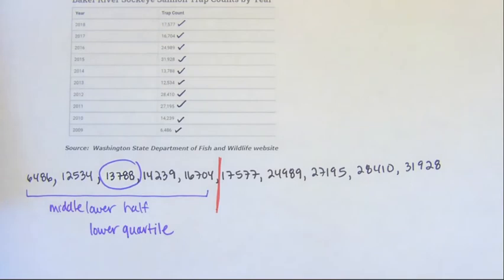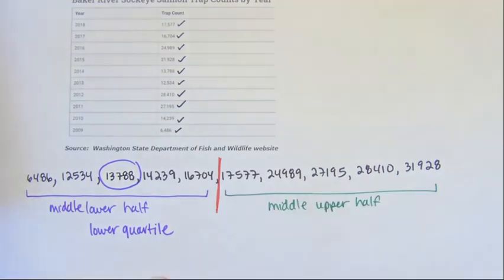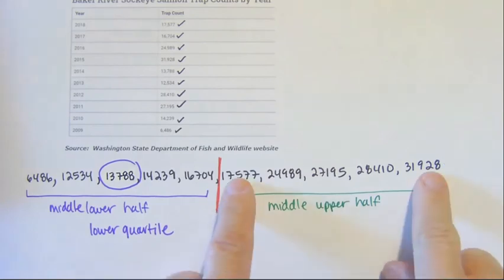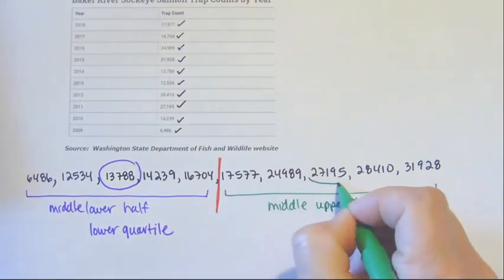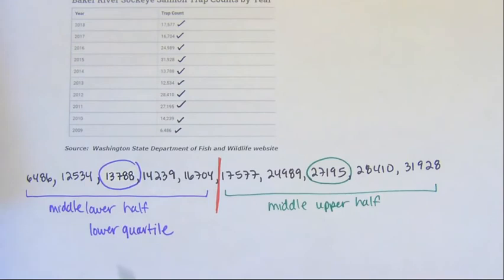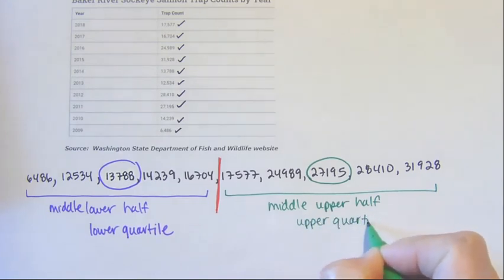All right, the upper quartile is in the middle of the upper half. So I've got these numbers, I need to find the middle, which is going to be this number right there. If these were listed in order, this would not have been a hard problem, but the fact that they were all mixed up, I think that was kind of crazy. So the middle of the upper half is called the upper quartile.